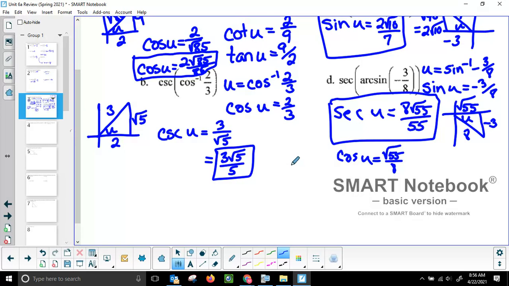Any questions or concerns over number 3? It's really all about just using that little u substitution trick. Let u equal the inside stuff, and then it's just SOHCAHTOA from there. Yes. It's going to be just like this.